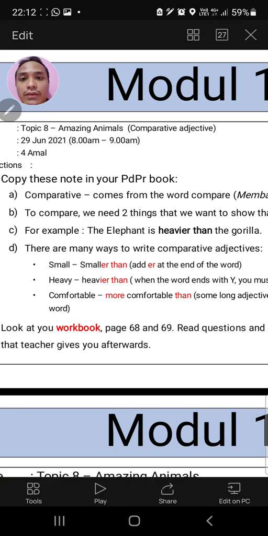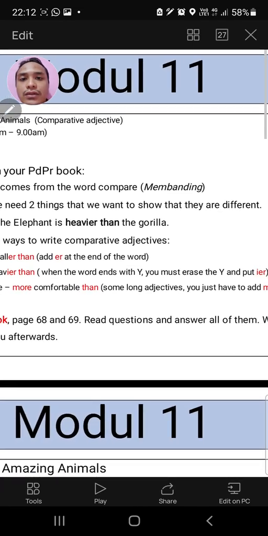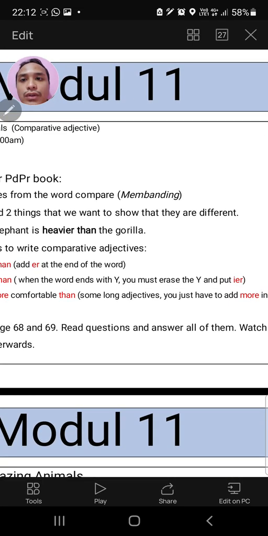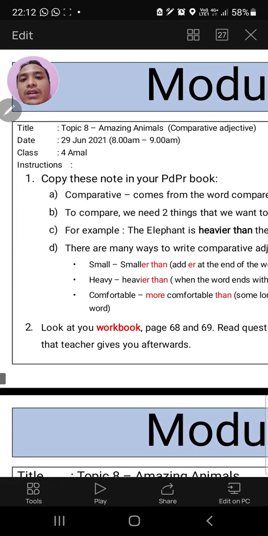Okay, for module 11, I have given you the task, so you have to read the instruction. Today we are going to read together for module 11, topic 8, amazing animals. You are going to learn about comparative adjective. But before we start, you should read number 1, the instruction.